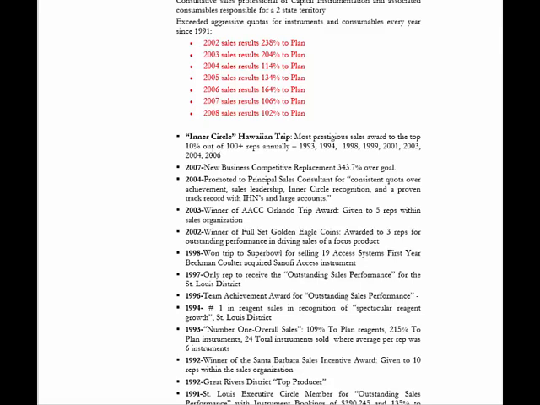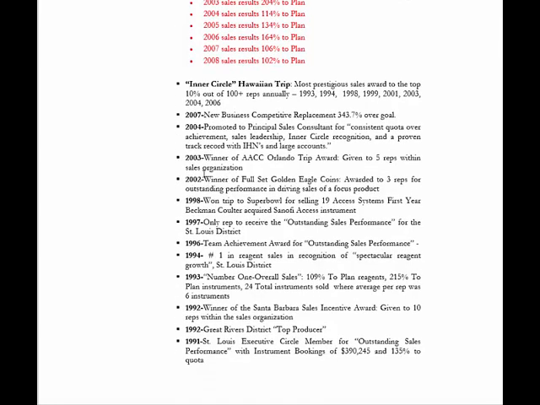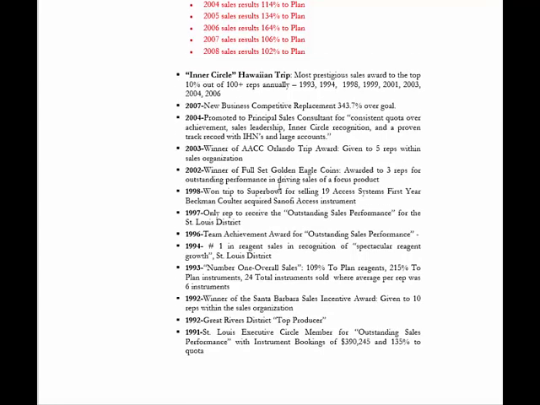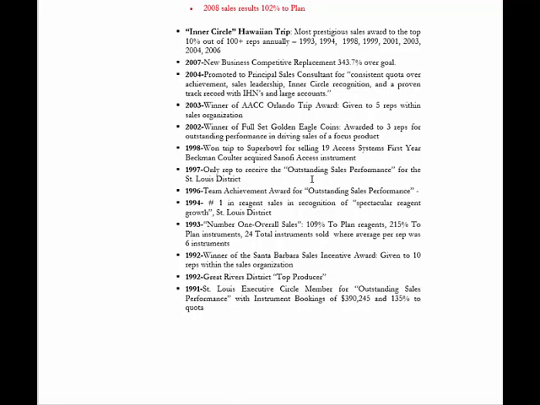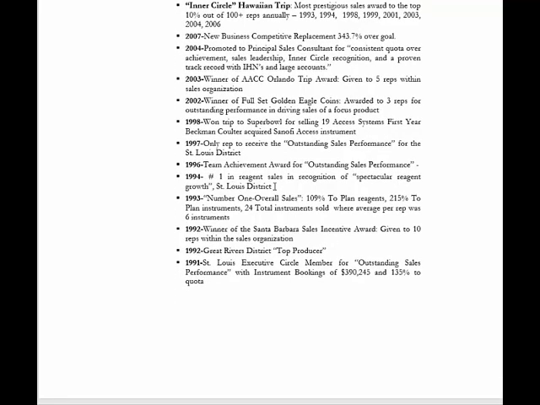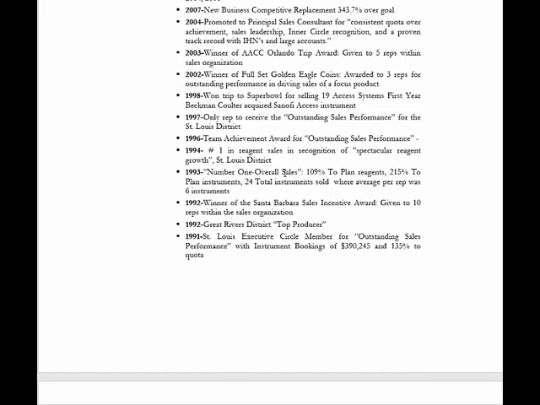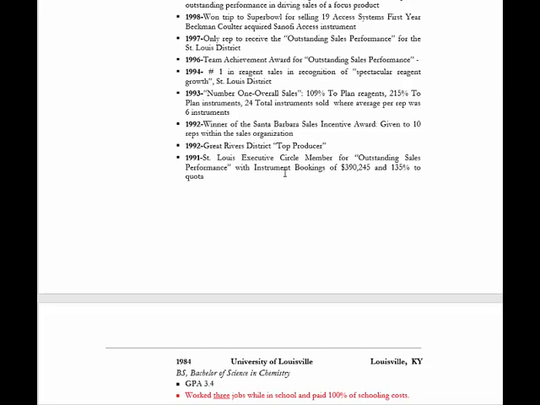So this person tells you, hey, I was in the top 10% out of 100 reps. So he was in the top 10 every year, just about. So anyway, you look through here, these are results. These are all winner of full set Golden Eagle coins. One trip to Super Bowl for selling 19 access systems. Number one in reagent sales, a recognition of spectacular reagent growth. So all these are results. It has nothing to do with what they do. It's just results. And that's what sales managers and recruiters want to see.